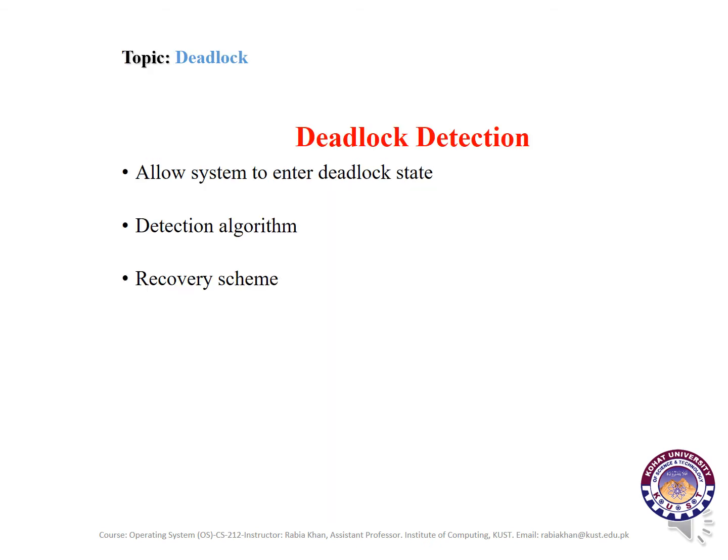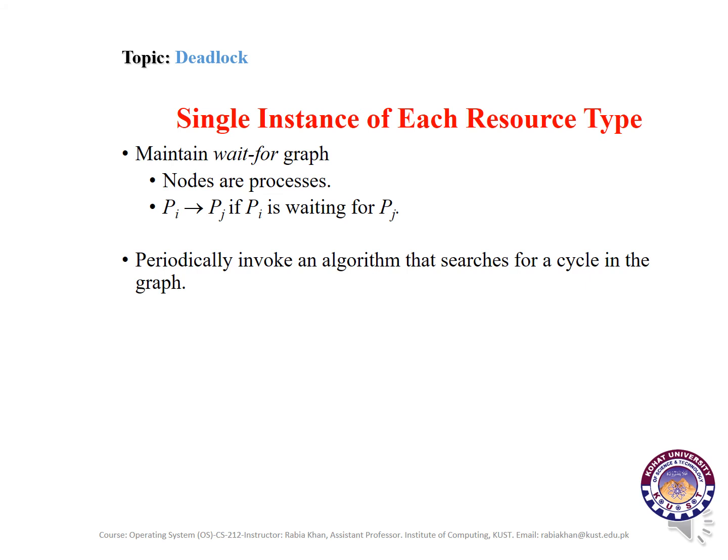Deadlock detection works to look for circular wait in the resource allocation graph. After detection of deadlock, we would look for schemes to recover from deadlock. For a single instance of resources in the resource allocation graph, we would try to reduce it to a wait-for graph.